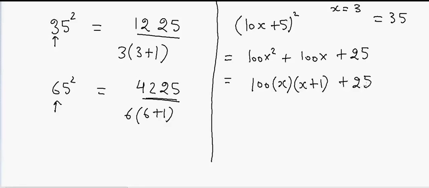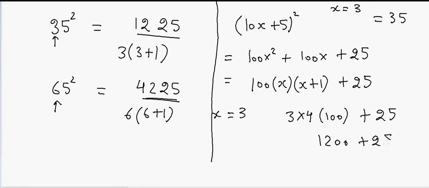As you can see, we are taking the first digit and multiplying it by the next number, multiplying it by 100 and then adding 25. So here if x is equal to 3, then we'll get 3 into 4 into 100 plus 25. That will give me again 1200 plus 25. So we'll get 1225. So this is how this trick works.